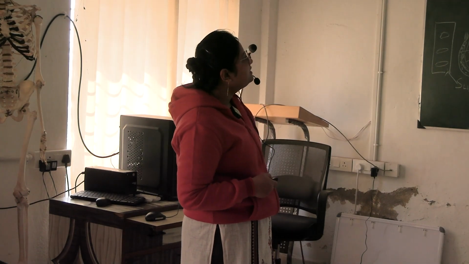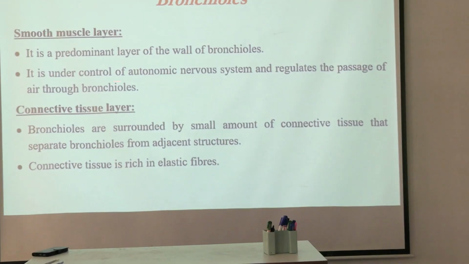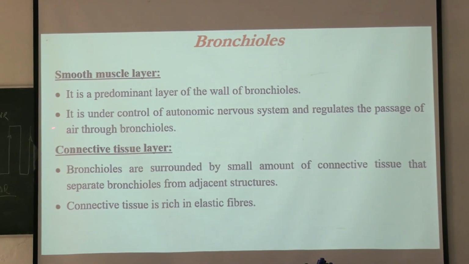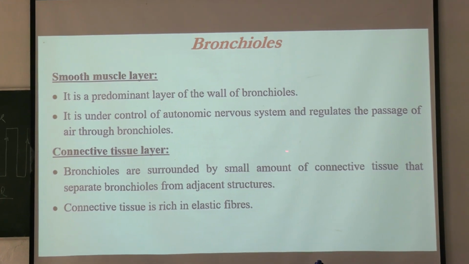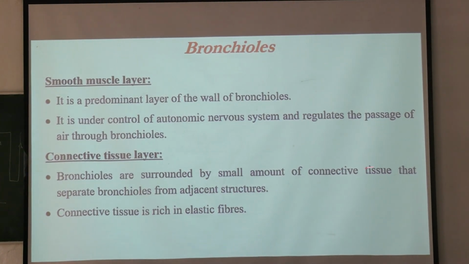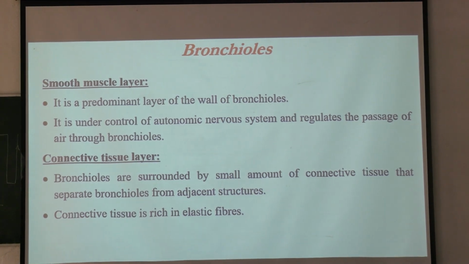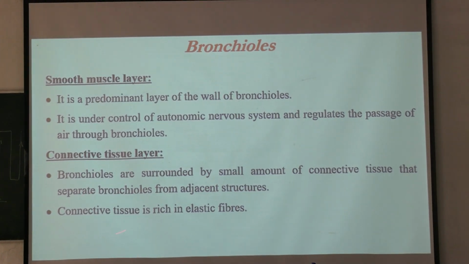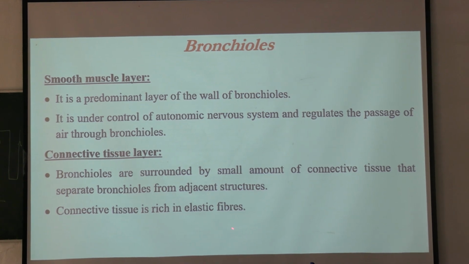Next is smooth muscle layer. It is the predominant layer of the wall of the bronchioles. It is under control of the autonomic nervous system and regulates the passage of air through the bronchioles. Connective tissue layer: bronchioles are surrounded by a small amount of connective tissue that separates the bronchioles from adjacent structures. Connective tissue is rich in elastic fibers.